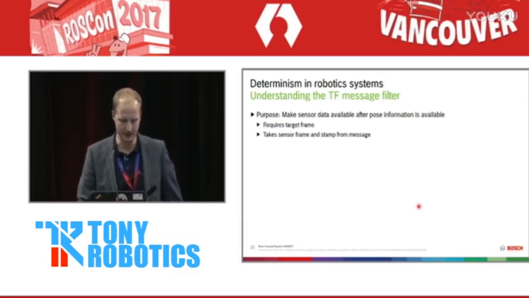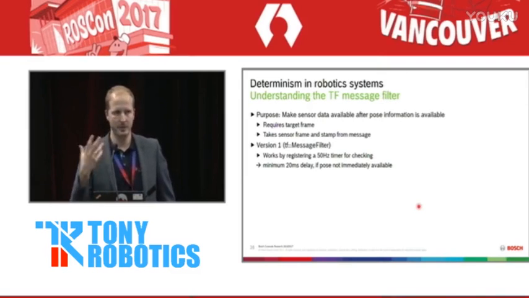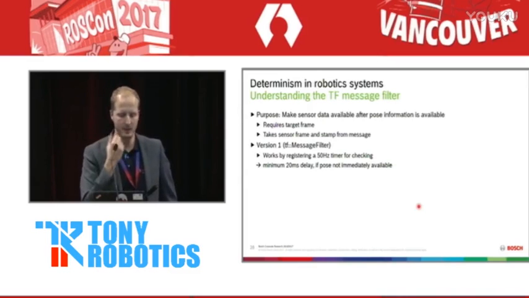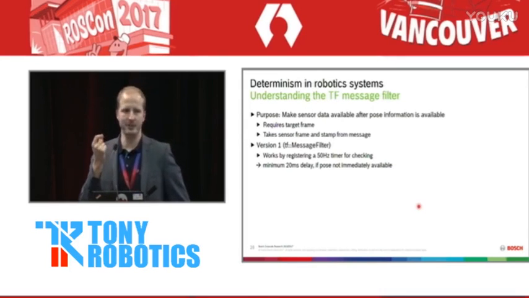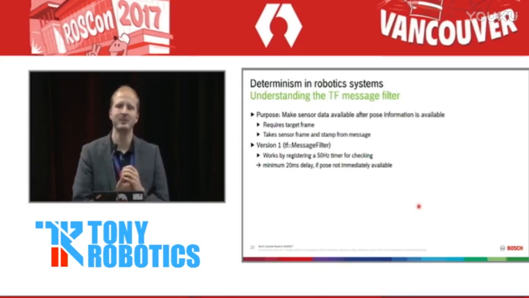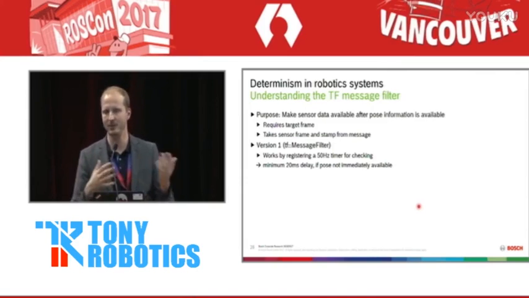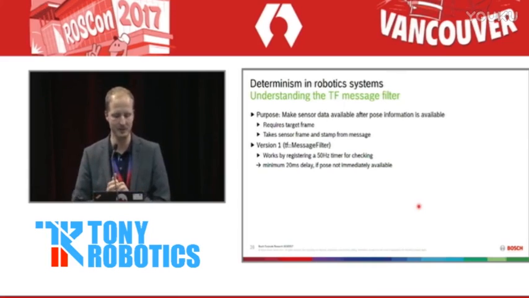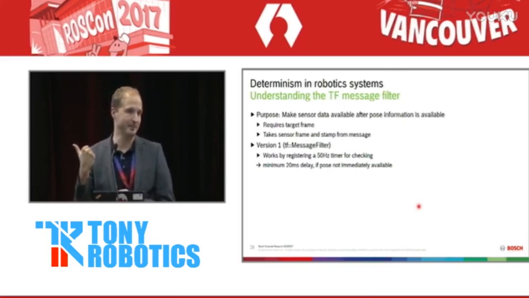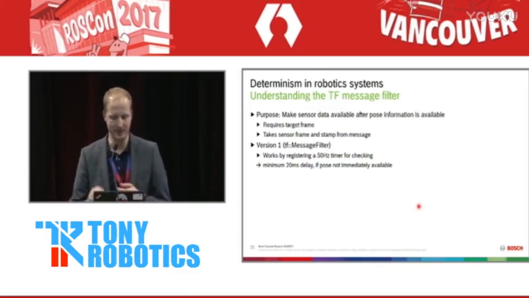it takes that. The first version of that, the one with TF version 1, which is still available and still works, it does a 50 Hertz timer. So what it does is, it registers a new timer, and then every 20 milliseconds, it checks whether the target frame and sensor frame to target frame transformation is available. So this will incur a delay. Just saying it. 20 milliseconds is not too bad, but there is a delay.